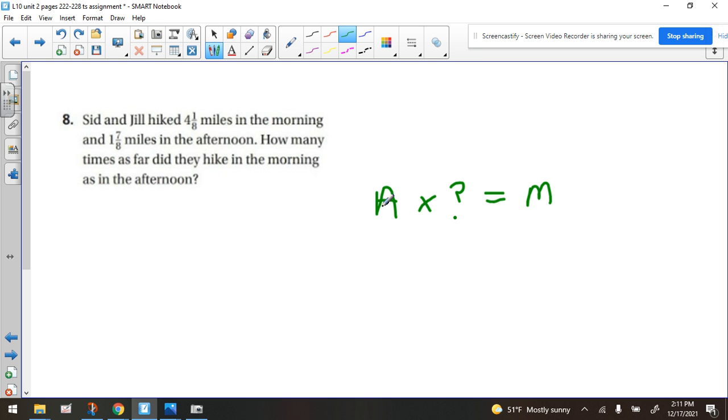Now, if we substitute in the numbers, what's the number that's from the afternoon? This number. So let's put that here. And then we'll just use a variable n here to represent the unknown value. And for the morning, it says they hiked 4 1/8.